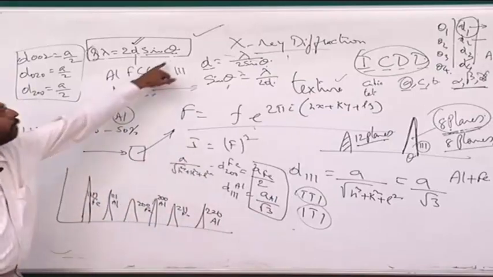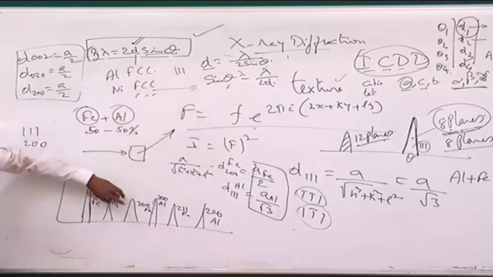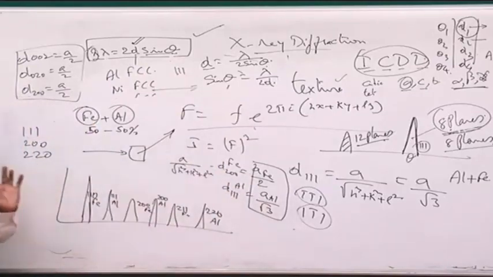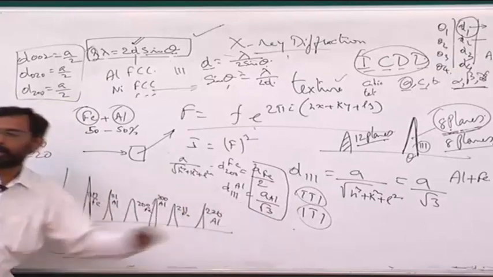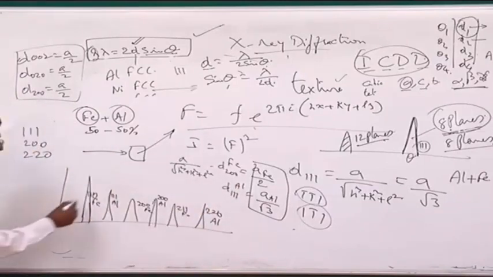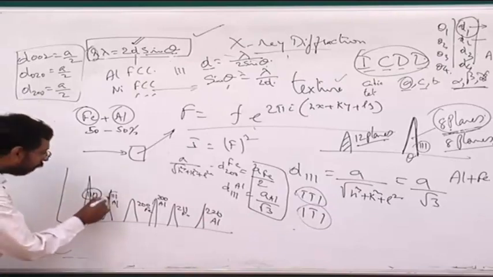If both of them have the same D, both of them will have the same theta. So you will have overlapping of the peaks also, depending on the actual lattice parameters. If they are not overlapping, then I can easily find out what they are. Now if I look at the intensities, I have peaks of all of them. You will see that the 110 of iron will be bigger than 111 of aluminum.